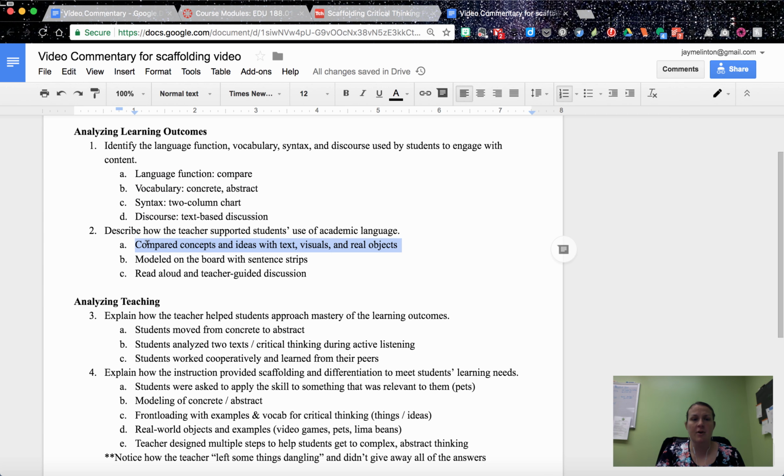So for example, for the language function of compare, the teacher used real-world objects and text on strips and images to help students with that comparison. So I would describe that for you in my commentary. The teacher did a lot of modeling with writing on the board and with sentence strips. And then the teacher read aloud, so she used a lot of that vocabulary, concrete and abstract, when she was reading aloud and facilitating a discussion.